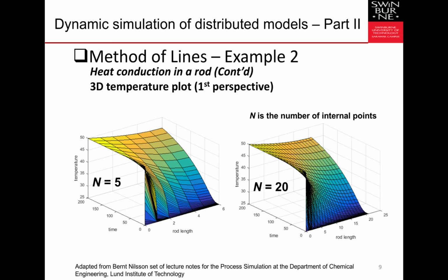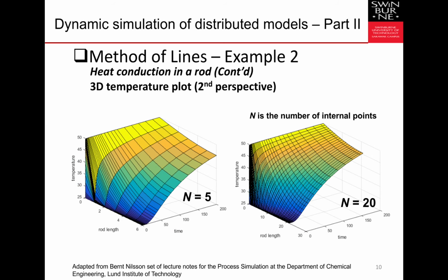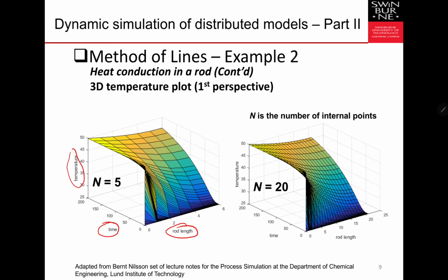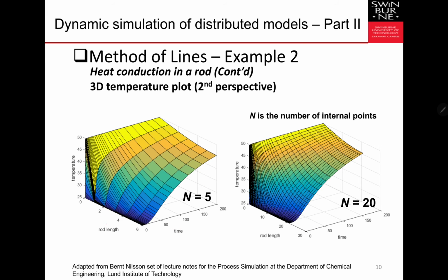Besides that, we can also use a 3D temperature plot to plot the temperature in terms of the time and rod length. On the left hand side we use 5 internal grid points. On the right hand side we use 20 internal points. Then we can also plot it using a different perspective, where instead of time first, we put the rod length first and then time. On the left hand side we use 5, and on the right hand side we use 20.